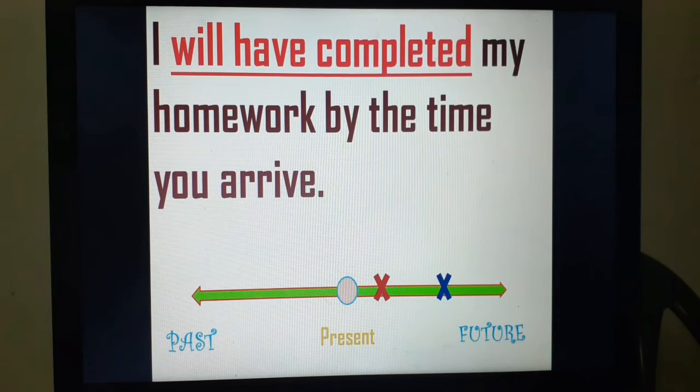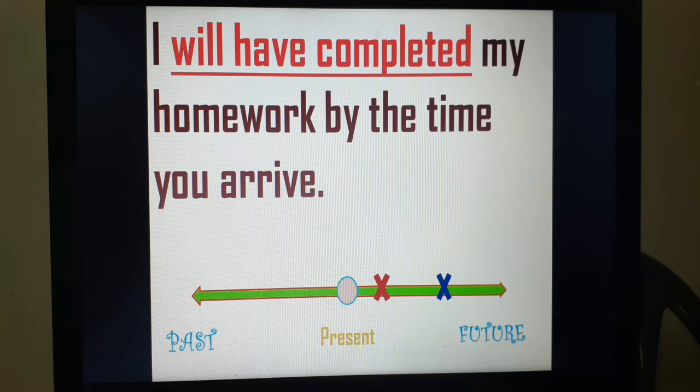Let's understand it with an example. I will have completed my homework by the time you arrive. So, my action of completion of homework will already be completed before the action of your arrival. In the timeline, it will look like this.